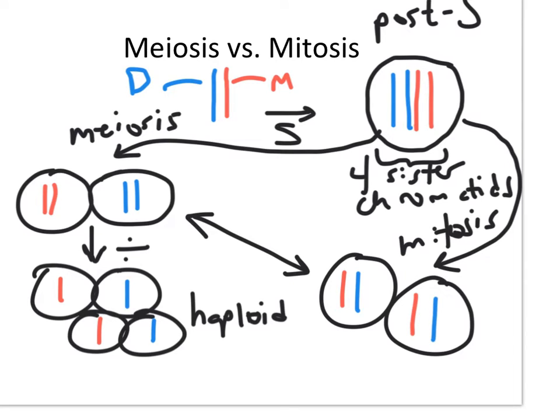Any questions about any of this? So mitosis: divide in half, and the two daughter cells are genetically identical. Each gets one copy of mom's and one copy of dad's chromosome 1 in this case. The product of meiosis is 4 haploid daughter cells.